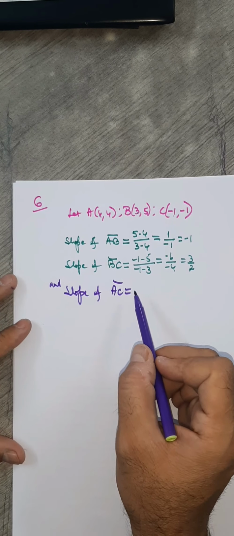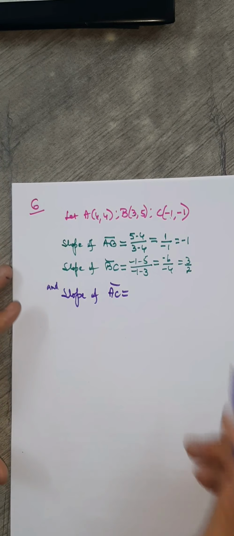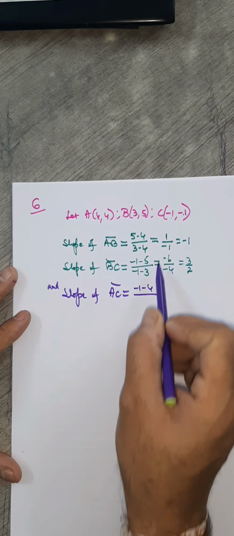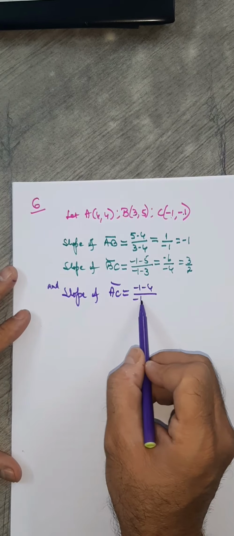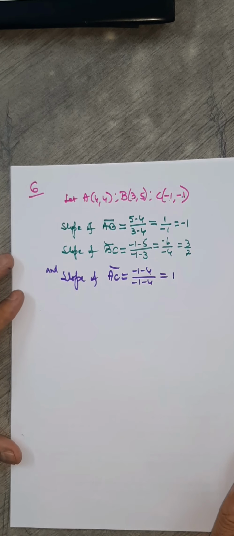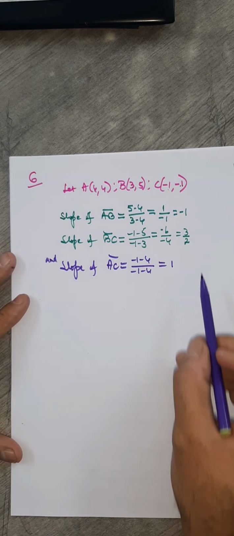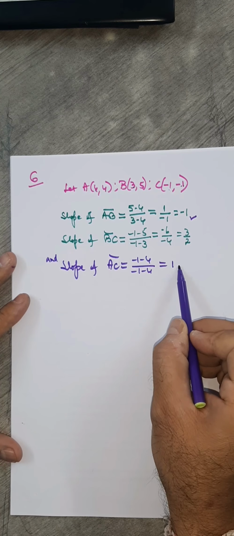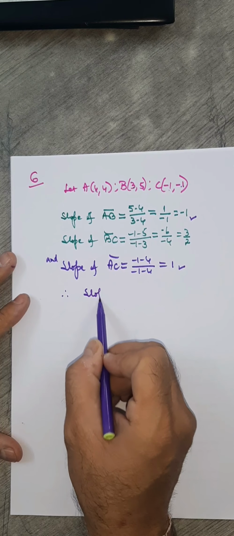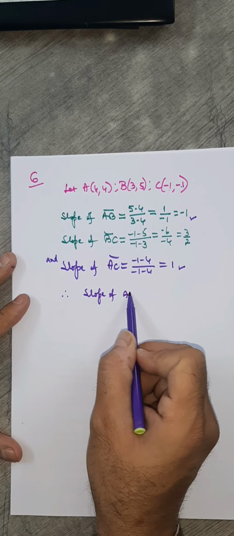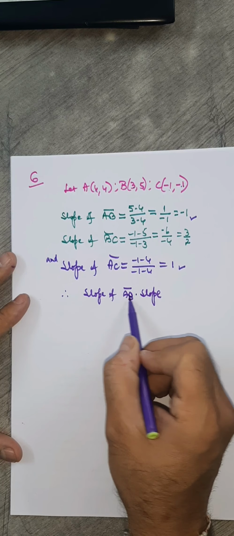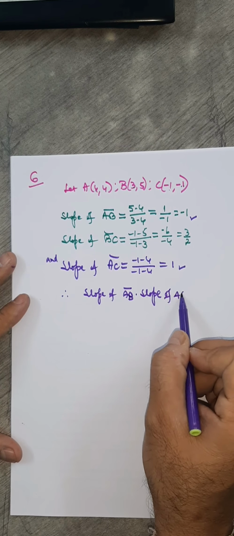What I'll show at the end, you will realize, is minus 1 minus 4 upon same minus 1 minus 4. So this is just 1. Now you see in these 3 slopes, the product of this and this is minus 1, right? What you have noticed? The slope of AB into slope of AC equals to minus 1, right?